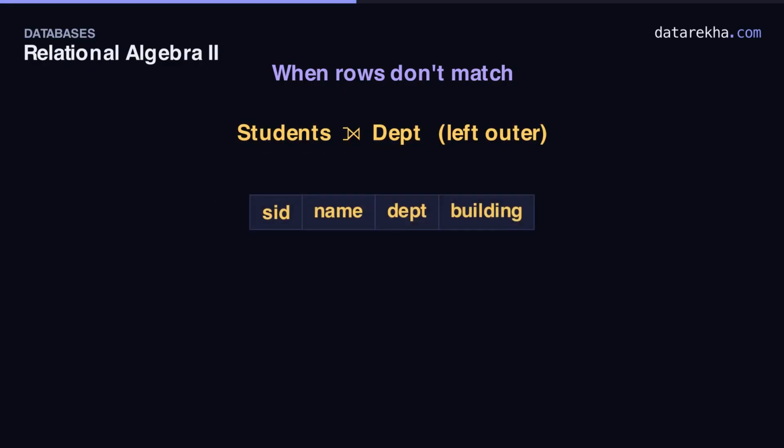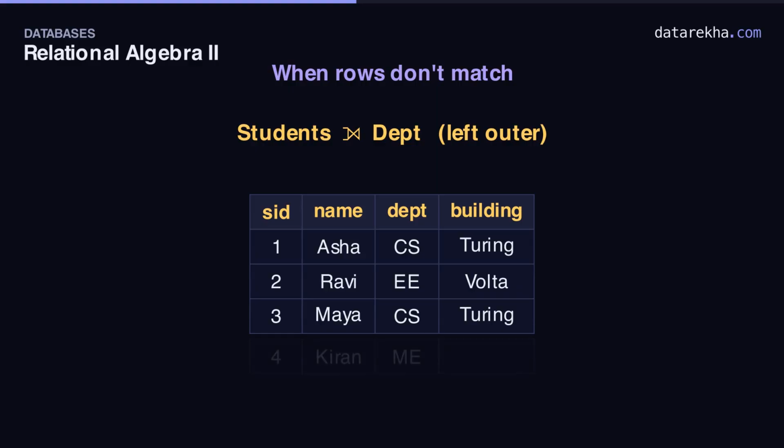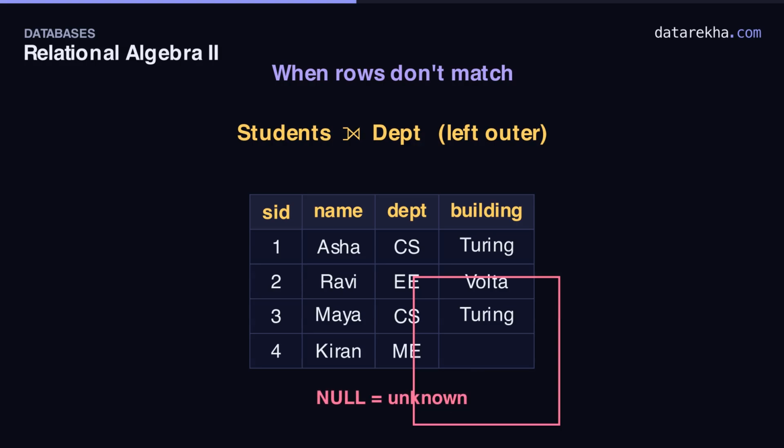Watch the left outer join of the very same tables. The first three rows are identical to before. But now, Kiran survives, kept on the strength of the left table alone. And because there was no building for ME, that one cell is filled with null, unknown. So the choice is yours. An inner join for only complete matches, an outer join when the unmatched rows still matter.